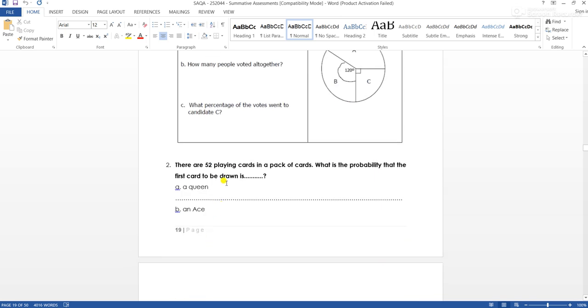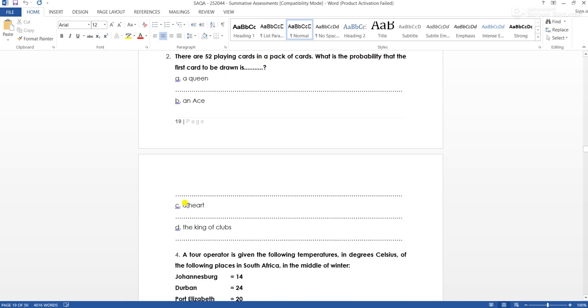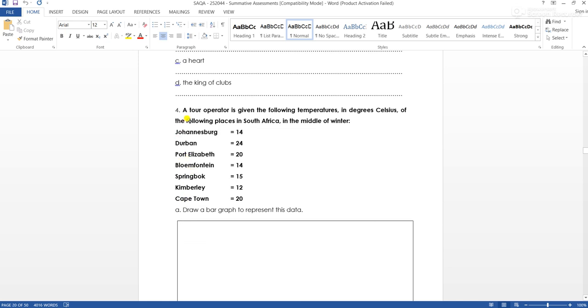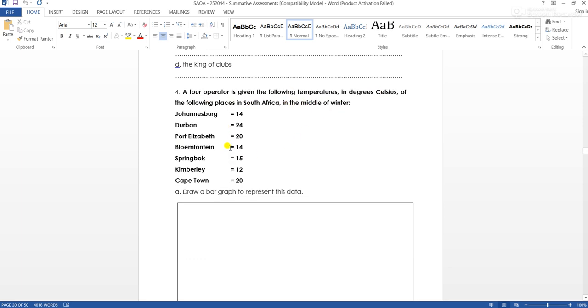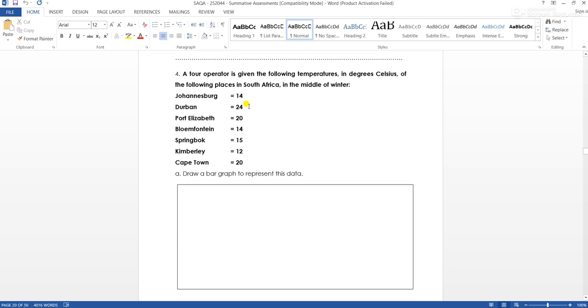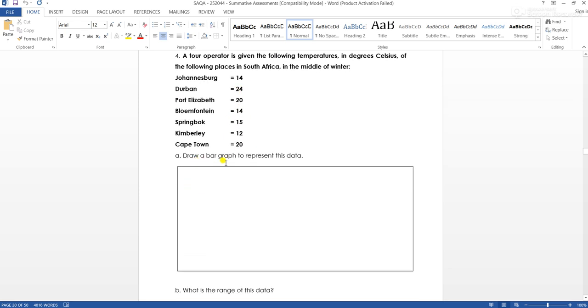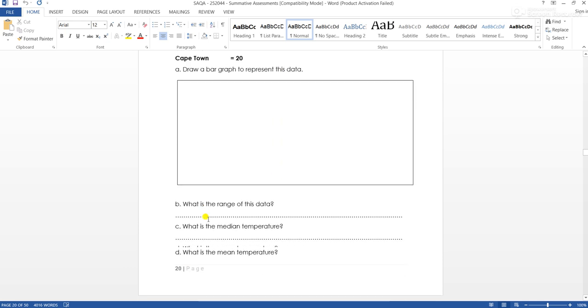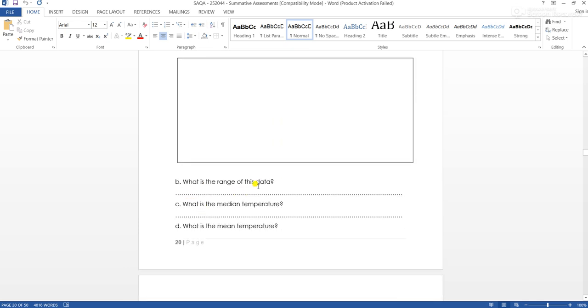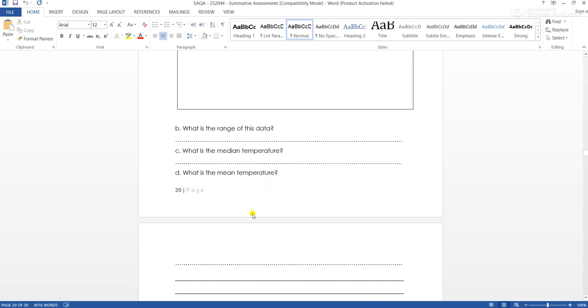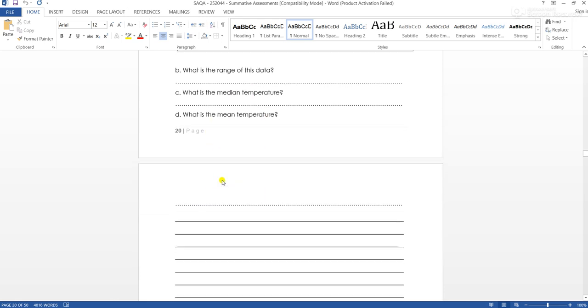And number two, there are 52 playing cards in a pack of cards. What is the probability that the first card to be drawn is? You'll have to do that. And number four, a tour operator is given the following temperatures in degrees Celsius of the following places in South Africa in the middle of winter. These are the temperatures in Celsius. You need to draw a bar graph to represent this data. And B, what is the range of this data, what is the median temperature, and what is the mean temperature?